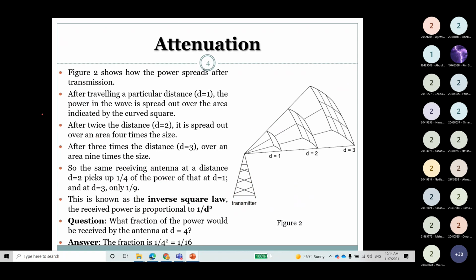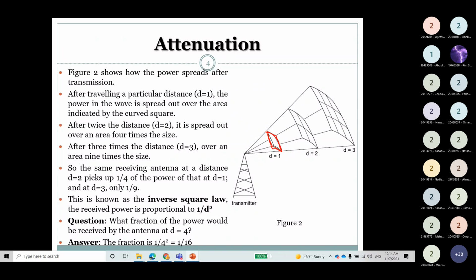Look here, figure 2 shows how the power spreads after transmission. This is the power of the signal. After that, this power will be divided by 4. After that, it will be divided by 9, etc. After traveling a particular distance, d equal to 1, the power in the wave is spread out over the area indicated by the curved square. So this is the curved square.